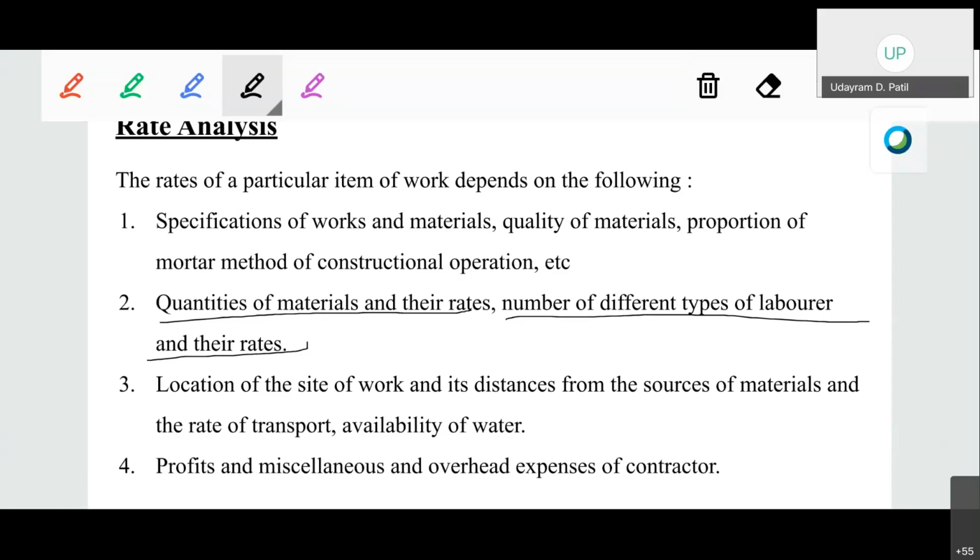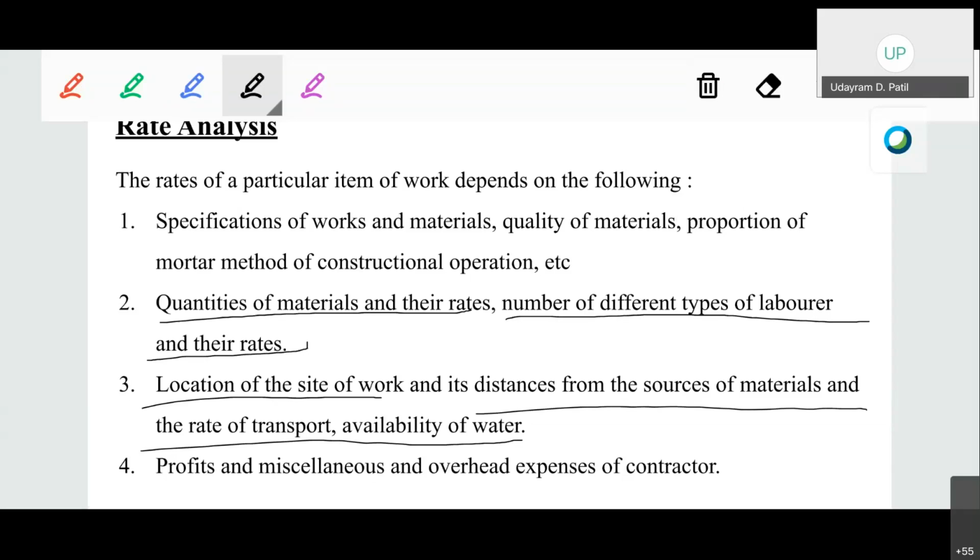Okay, the location of the site again will depend upon the distance from the source of the material, the rate of the transmission, and availability of the water. As I said, if the location of the particular site is away from the source of the materials, the transportation cost will be included. If it is away from the availability of water, we will have to procure water tanks as amenities for the laborers as well as for the construction material. So extra cost will be there.